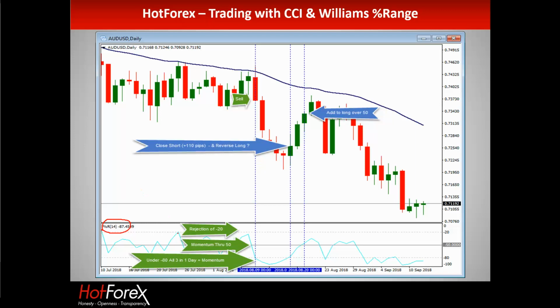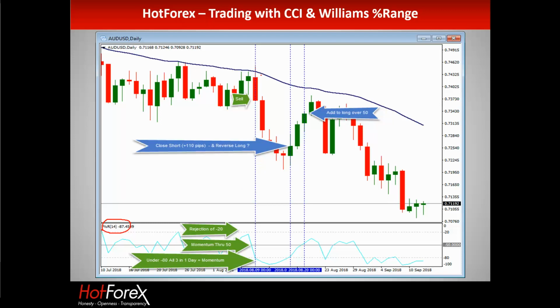So here we are. This is a standard setting. Let's just go through the story here. So we've been going down. This is the Aussie dollar on the daily from earlier today. So yesterday, this sell signal. Where did that sell signal come from? Well, it was all in one day. Look at what's happened here with the percentage R.